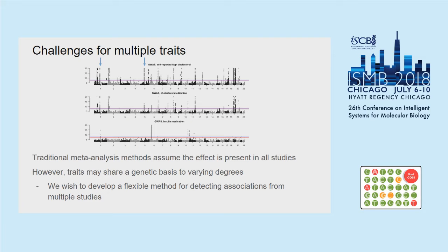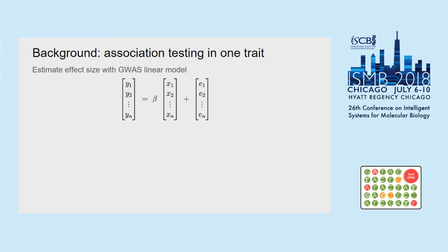And this is what a traditional meta-analysis method would do, right? It would basically assume that there's an effect in all studies in your meta-analysis. So our goal here is to instead develop an analysis method that allows for some flexibility. We want to be able to detect associations even when the variant is only associated with maybe a subset of traits in the analysis. First, some background about how a genome-wide association test actually works in a single trait.